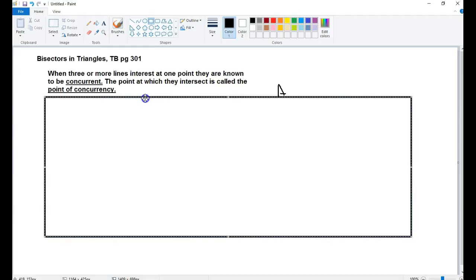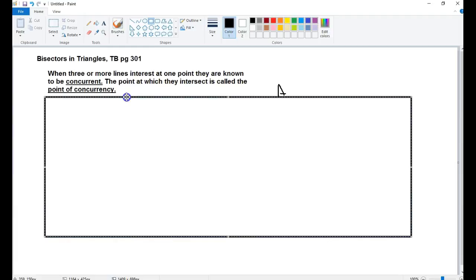Okay, so the first one is when three or more lines intersect at one point, they are known to be concurrent. And the point at which they intersect is called the point of concurrency. So just take a second to think about this. It's three lines intersecting at one point. Those three lines are concurrent. The point where those three lines intersect is called the point of concurrency.